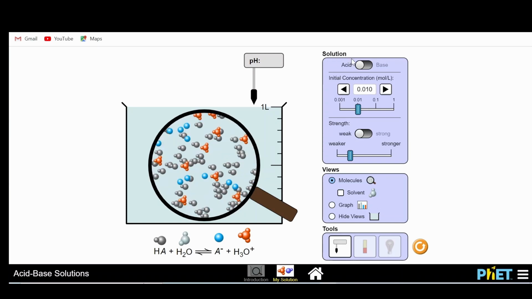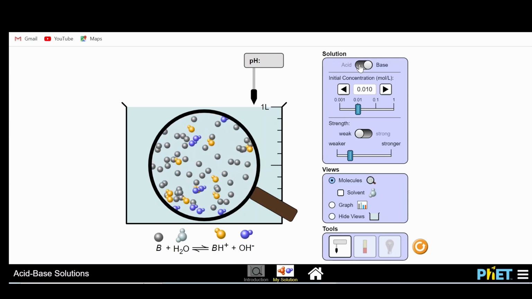Now moving on to defining a base. Firstly, let's toggle to base. According to the Arrhenius theory, a base is a substance that can dissociate in water to produce hydroxyl OH- ions. And the Bronsted-Lowry theory, on the other hand, defines a base as a substance that can accept hydrogen ions and therefore can be referred to as a proton acceptor.